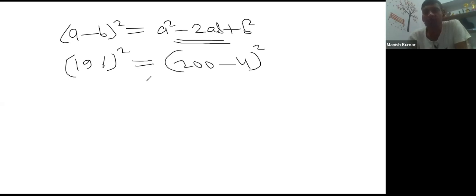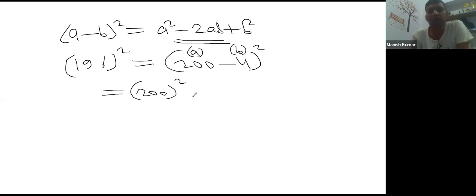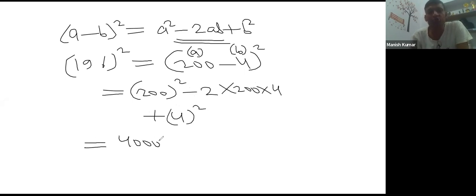Now squaring both of them is too easy. So now we will write 200 whole square. This is A square. Here this is A and this is B, isn't it? So A square minus 2AB means minus 2 into A into B, plus B square means 4 square, isn't it? Now 200 whole square is 2 2s are 4, then 0, 0, 0, 0. Minus 2 2s are 4, 4 4s are 16 and 2 zeros, plus 16, isn't it?